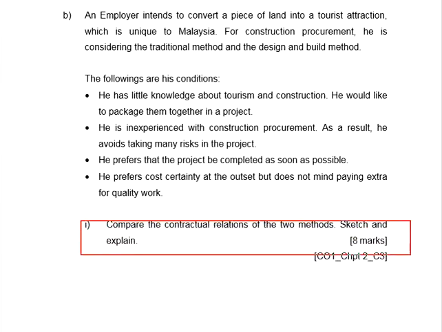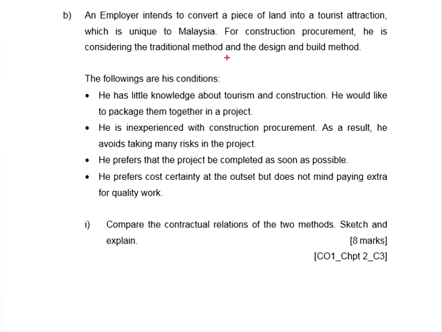Compare the contractual relationship of the two methods. It was mentioned previously there are two methods here, and this requires the student to sketch and explain. Now it depends how you would like to define this cognitive level. If it is purely sketch and explain, it is likely to be C2. To be safe, you can declare this as C2 instead of C3 or C4.